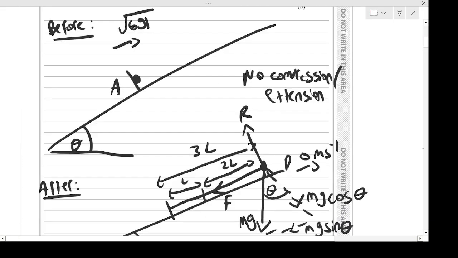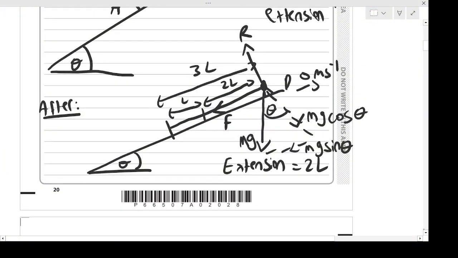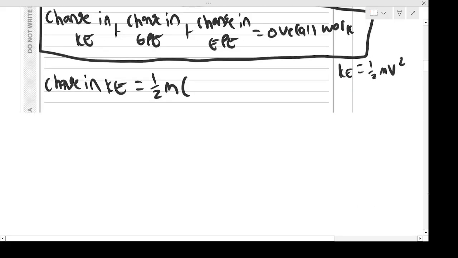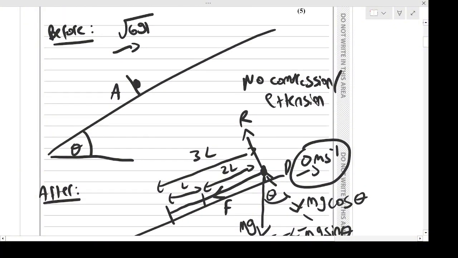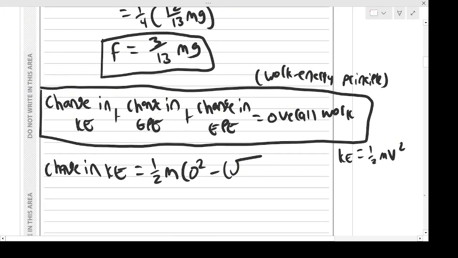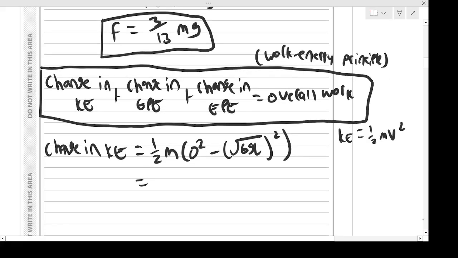So in the final part, in the after diagram, the speed, as we can see, goes to 0, goes to rest. So it's going to be 0 squared at the end, and then initially we saw that the speed was root 6gl. So it's going to be root 6gl all squared. So that gets me my change in energy. When you work out change in energy, it's always final take away the initial, in that order. So if we work that out, that's just going to be a half m, lots of minus 6gl, and so that'd be minus 3mgl.